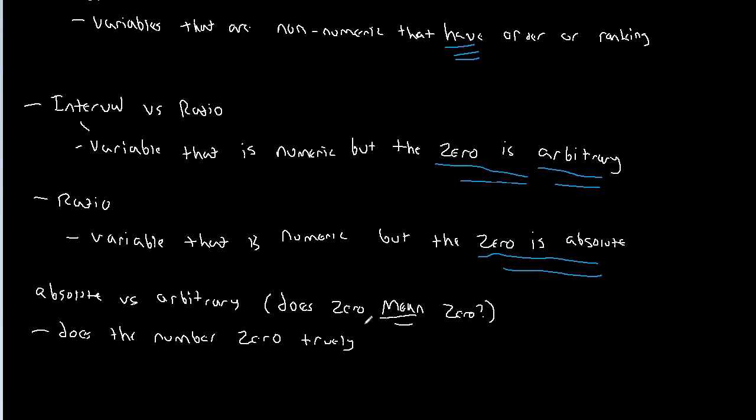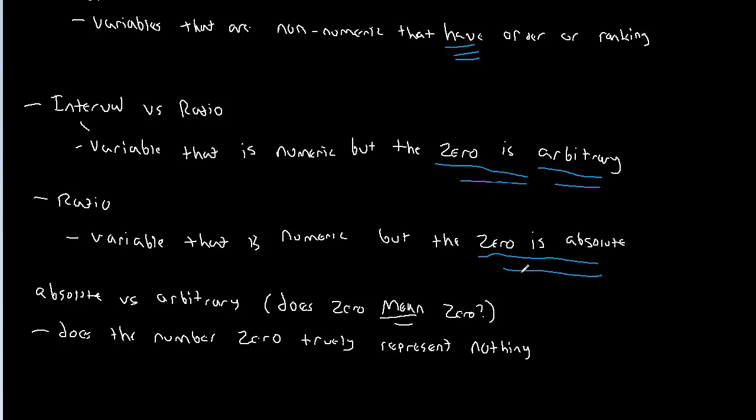Does the number 0 truly represent nothing? If it does, then it is an absolute 0. If the 0 does not truly represent nothing, then it's arbitrary. So a good example of an absolute 0 or a ratio variable would be the amount of money that you have in your pocket.